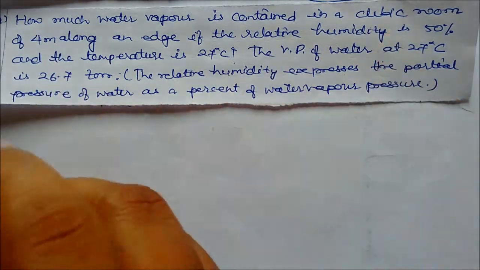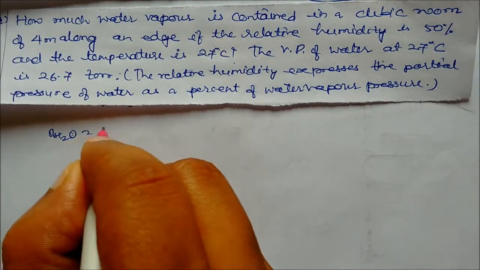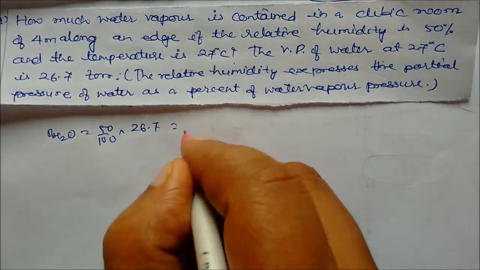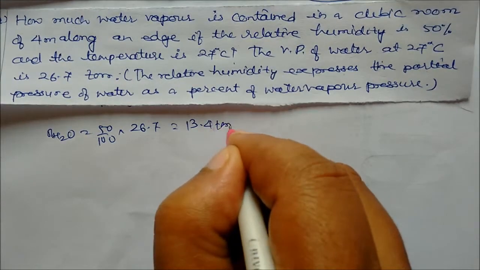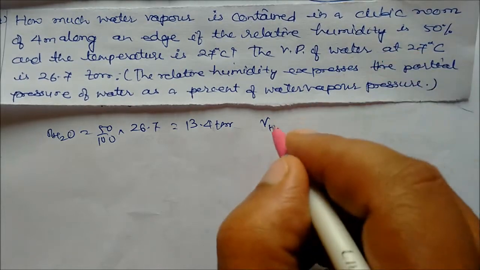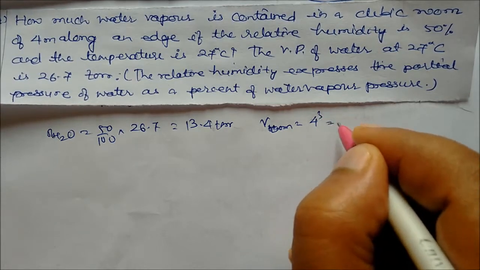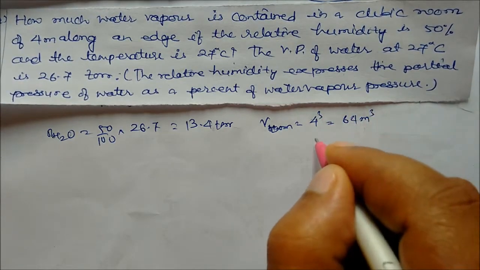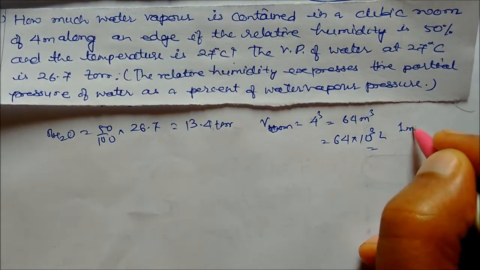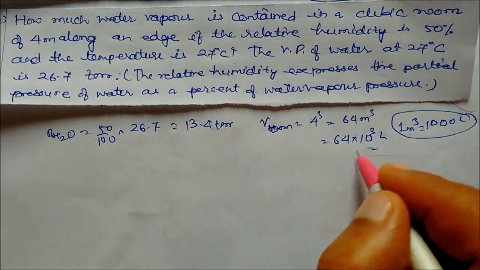So the partial pressure of water will be 50% of the vapor pressure, 26.7 torr. So you will get 13.4 torr. And the volume of the room is given as 4 cubed, which means 64 meter cubed, or 64 into 10 to the power 3 liters. Why 3? Because 1 meter cubed is equal to 1000 liters. So this is our total volume in liters.